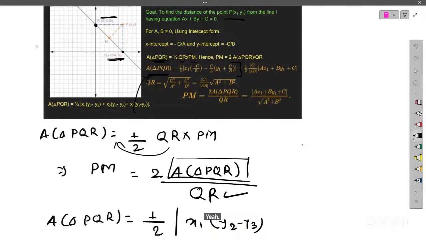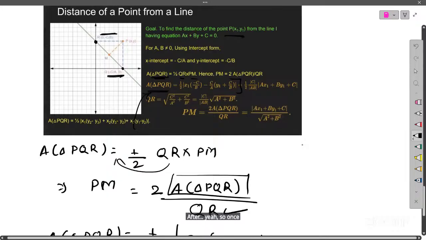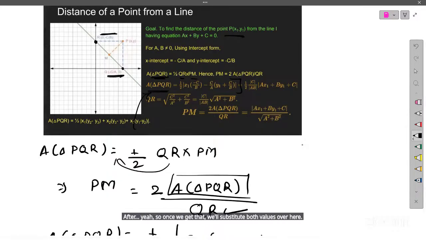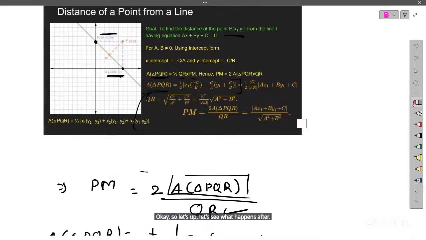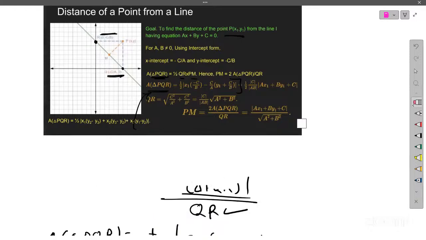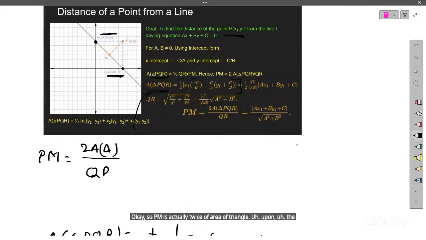Yeah, I understood. And then you can just simplify after that. Once we get that, we'll substitute both the values of A and B here. Okay, so let's see what happens after. You just have to substitute back in the formula. So we want to find out PM, right? So PM is actually twice the area of the triangle upon the value of QR, right?